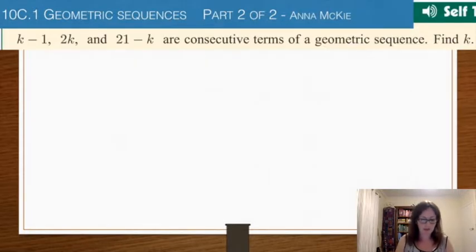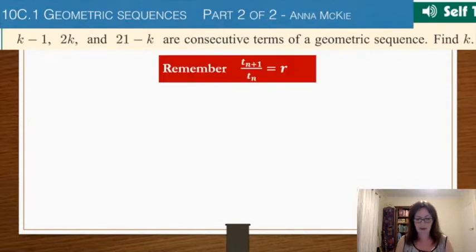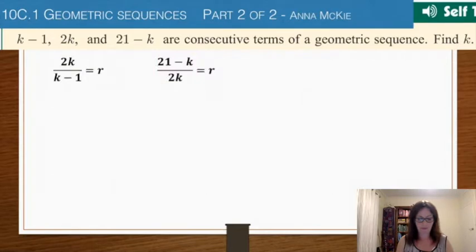So an example here. We're saying that these are consecutive terms of a geometric sequence and we have to find k. So having a think how we're going to do that, thinking about the common ratio that would exist between these. There's that formula that if we divide the n plus 1 term by the term before it, then that will give us r. These two equations here come from this term, the 2k term, divided by the term before, the k plus 1 term, will give us the common ratio.